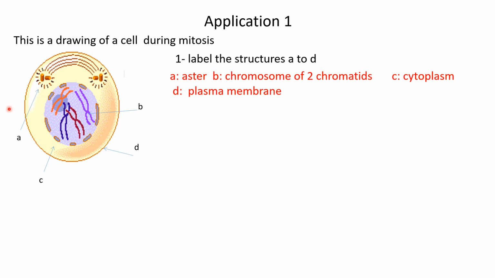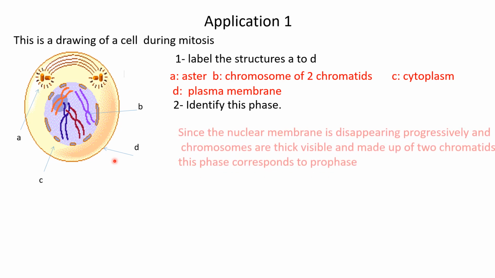A corresponds to the aster. B corresponds to the chromosome of 2 chromatids. C is the cytoplasm of the cell. And D is the plasma membrane. Second question. Identify this phase. What does this phase correspond to?